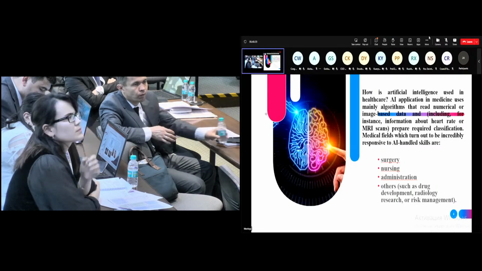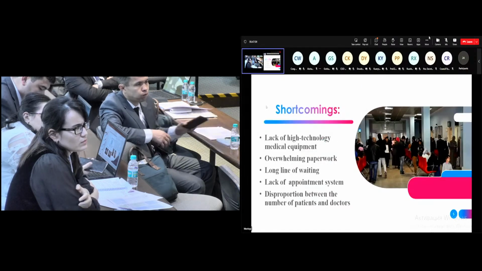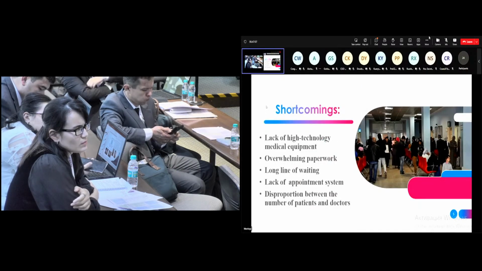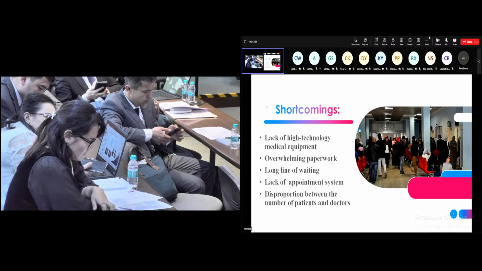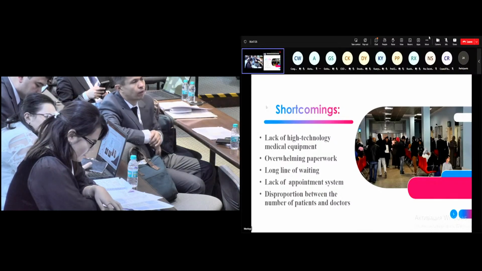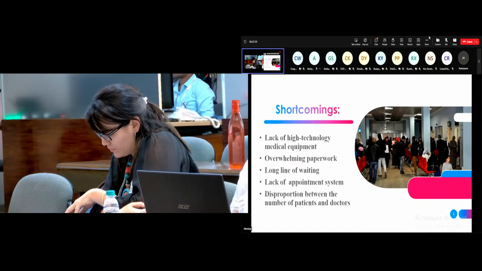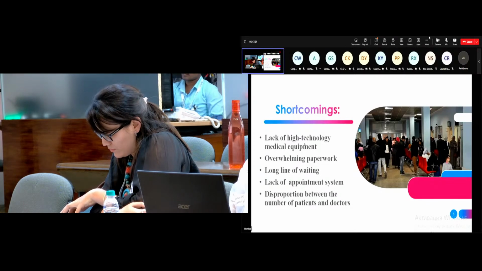In the first step, it was polyclinics. When we observed polyclinics, we saw shortcomings such as lack of high technology medical equipment, because visitors are mostly not patients, and also paperwork, a huge amount of paperwork, long waiting lines, lack of an appointment system, and a disproportion between the number of patients and doctors. That's why different problems were created with paperwork, or changing or making mistakes between analyses.